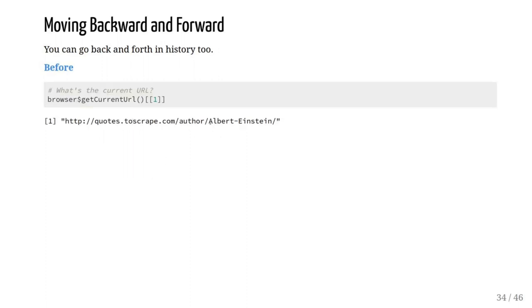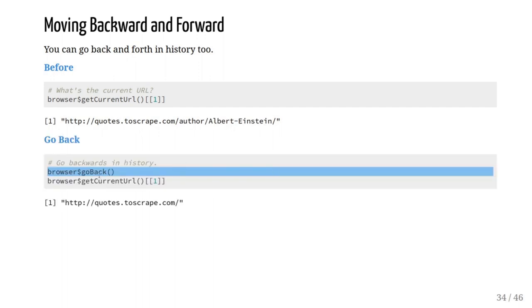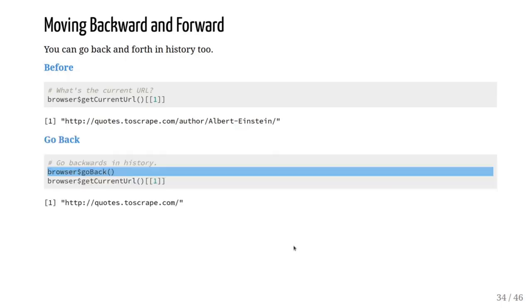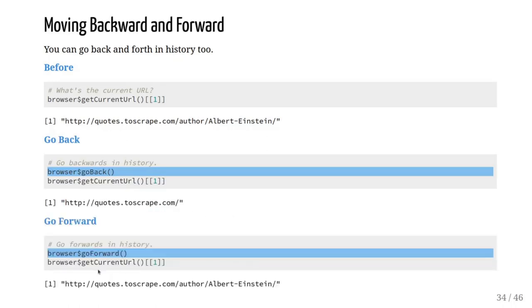So at the moment we're on the home page for Albert Einstein. We can use the go back method to return to the previous page. So just to check, we were previously on the home page. We then navigated to Albert's page. We're now on Albert's page and we're going back to the previous location, which is the home page, and we can run go forward to go back to Einstein's page.